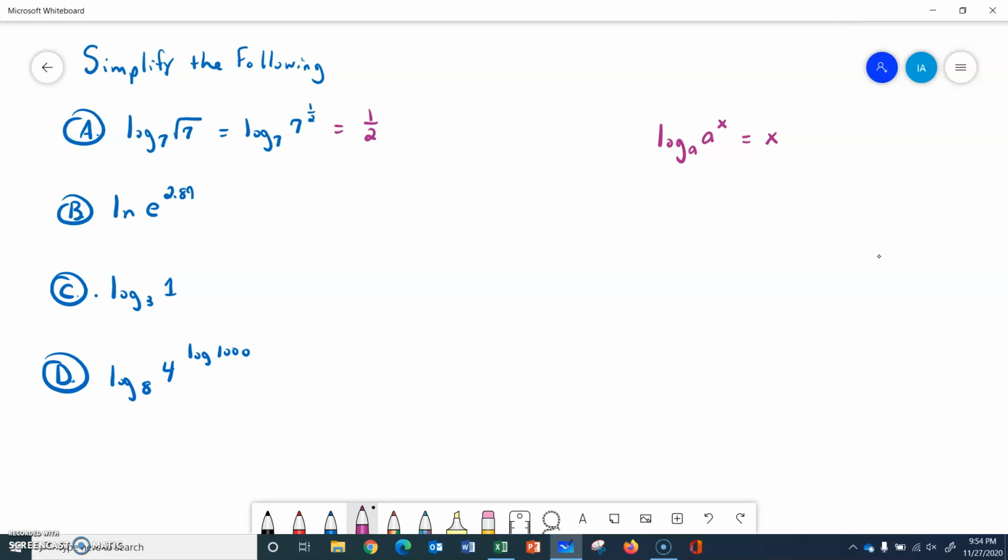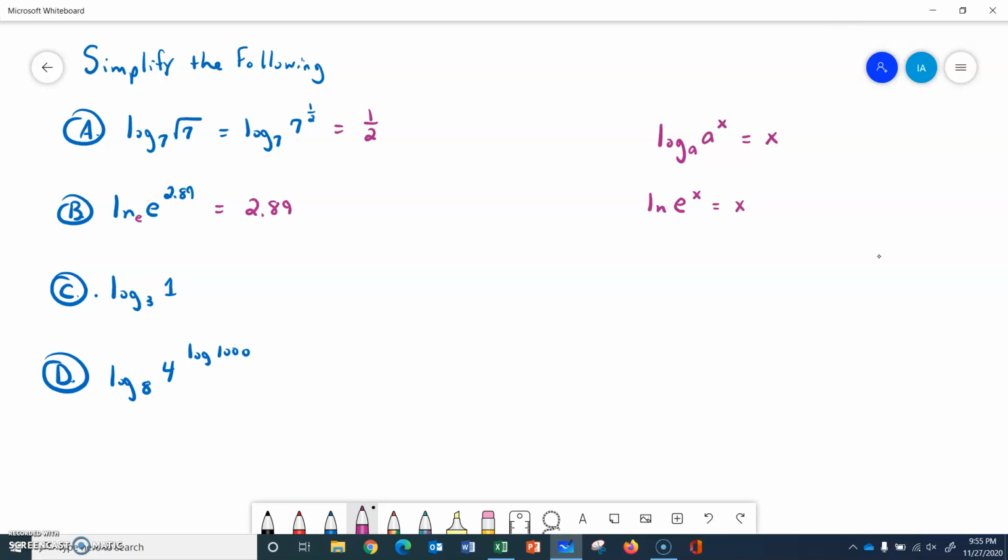B here, natural log of e to the 2.89. This is actually the exact same rule that we just used, just in the natural log form. So natural log infers base e, you can put it in there if you want, but it's a base e and a base e in the argument, so natural log of e to the x is the rule, and that simplifies down to just x. So we don't need to rewrite it first because it's already natural log base e of e to 2.89, so this simplifies down to just 2.89. So just seeing how it fits the rule.